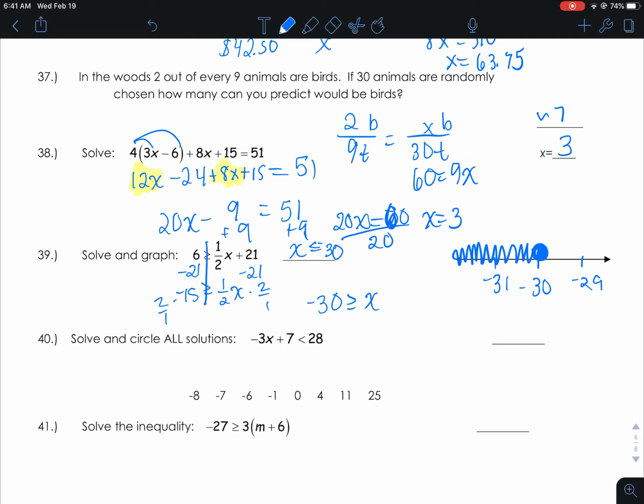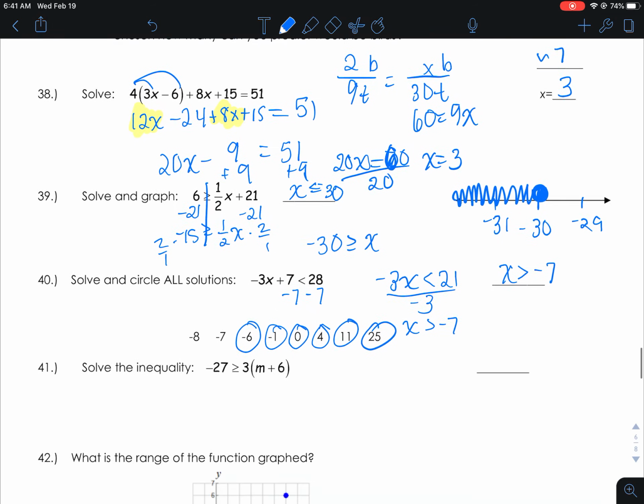Alright, solve it first and then circle some solutions. So negative 3x is less than 21. Divide by negative 3. X is greater than negative 7. So that's our answer. But we're going to pick anything that's greater than negative 7. So that's going to be negative 6, negative 1, 0, 4, 11, 25.